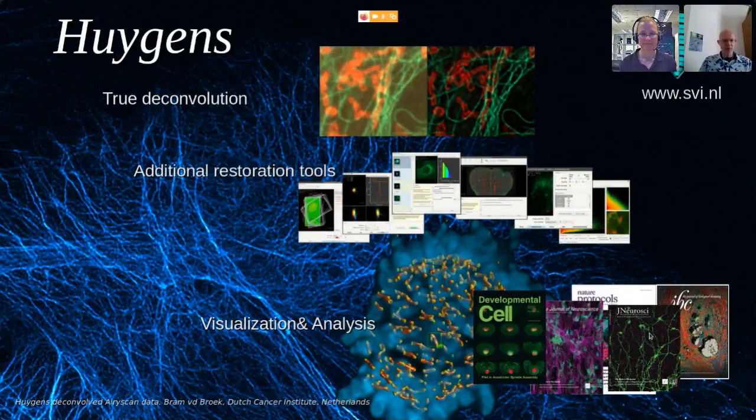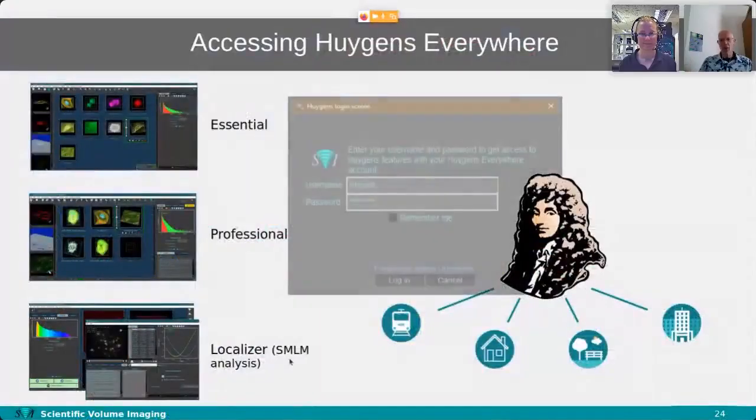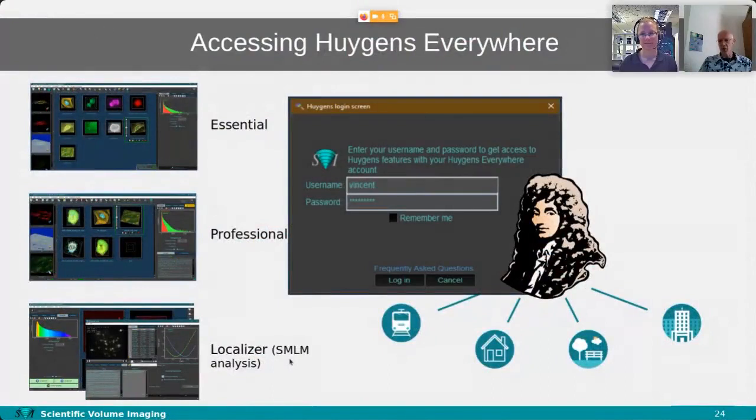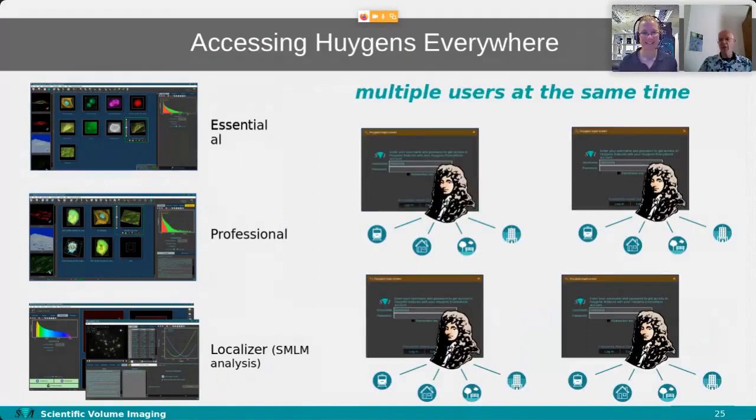So at the end, quickly, how can you use Huygens? We have Essential, Professional, and Localizer as different packages. Essential and Professional focus on deconvolution and visualization and analysis. Localizer is for single molecule localization microscopy. They can now all be used everywhere. You simply log in with your user account that you can purchase at svi.nl, and use Huygens everywhere. You can have Huygens installed on multiple computers, even at work and at home. You can work in a train if you have an internet connection. And even multiple users can use Huygens at the same time.